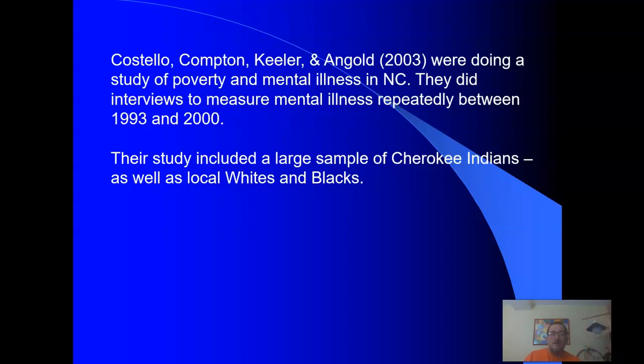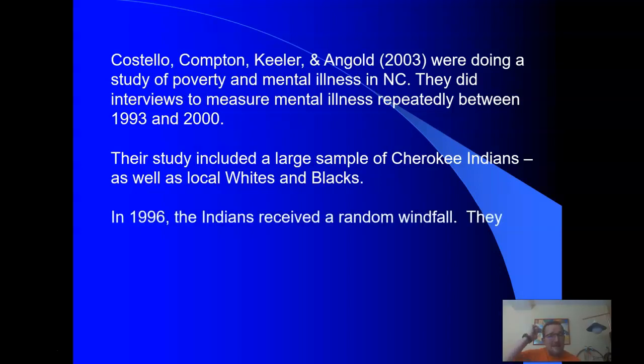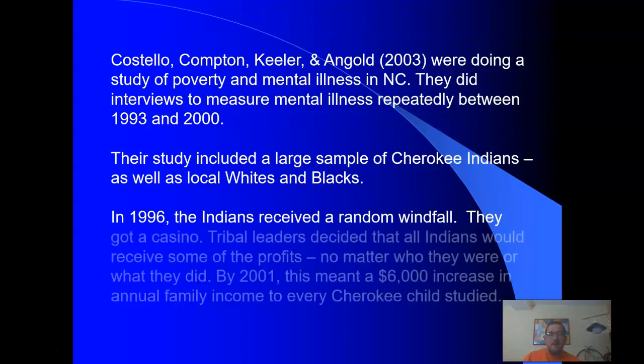We'll focus mostly on the Indians because you'll see here that something very interesting happened to them that did not happen to the white kids or the black kids. So let's look at that. In 1996, about halfway through this 7-year study, the Indians got a lot of money. Well, a lot of money relative to their poverty level.